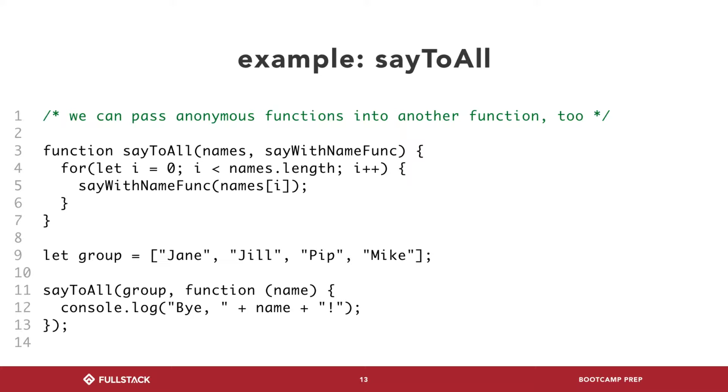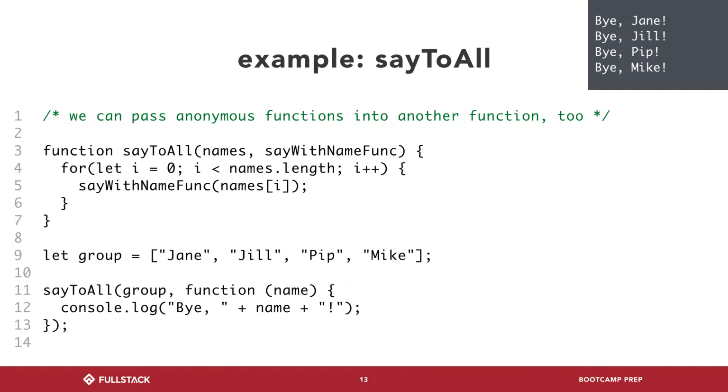sayWithNameFunc is called the callback function, right? Because we pass sayWithNameFunc into sayToAll with the expectation that sayToAll is going to run sayWithNameFunc for us. So a callback function is a function that you pass into another function. Cool? There are no reserved words, no special properties around it. If I tell someone I'm going to pass a callback function in, the understanding is that whatever I pass this into is going to be running my callback function down the road at some point.